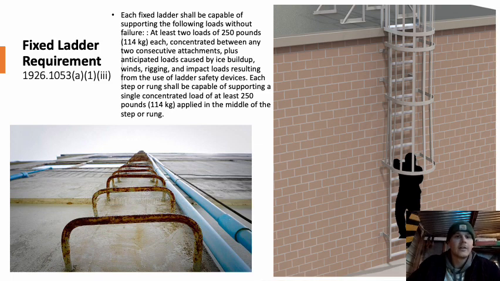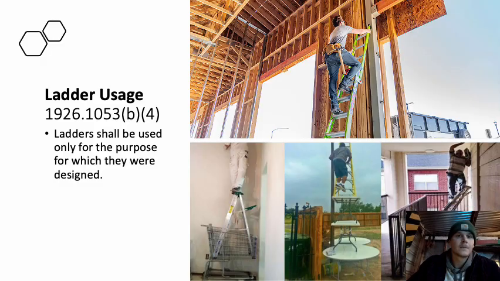And then on the left, this is a little bit sketchier one. By the looks of it, it's rusted. It doesn't have the protective guardrail gate around it, and I don't think it could hold 250 pounds, like it says. Supporting a single concentrated load of at least 250 pounds applied in the middle of the step or rung. I don't know. I don't think they could. So the left one is non-compliance. It ain't gonna work. Let's try to make them look more like the right.